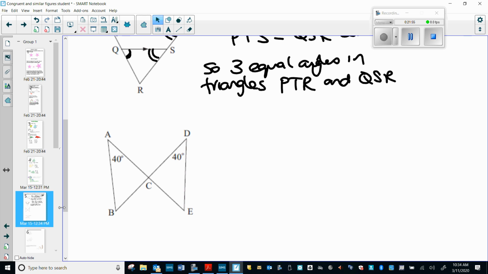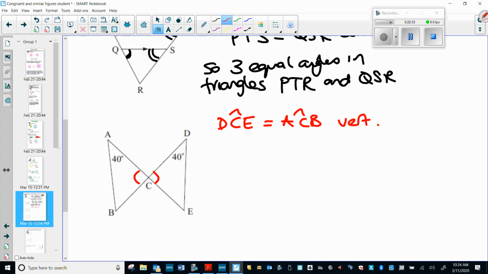Alright, so what about this? Now, notice this looks like the bow tie situation in the circle theorem question, but there is no circle. So we can't use angles on the same arc reasoning here. But they have told us that these two angles are equal to each other, labeled both as 40. So we know for sure that this angle and this angle are equal. Why is that? They're vertically opposite. So we'd say DCE is equal to ACB because they are vertically opposite.